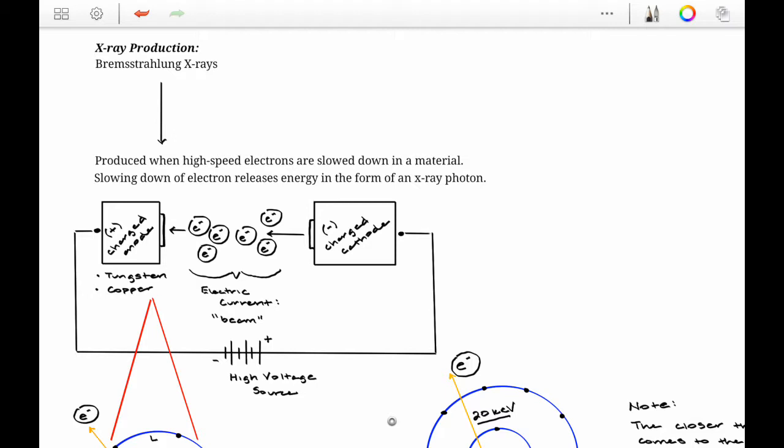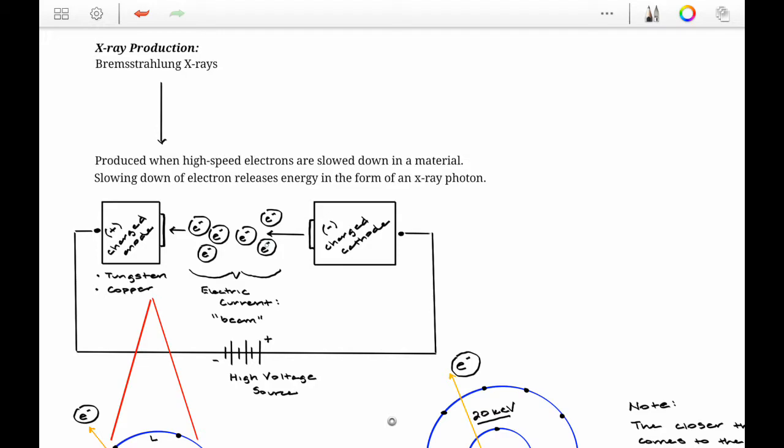This diagram below is kind of crudely drawn, but it's supposed to represent a cathode ray tube. A cathode ray tube consists of a vacuum tube and a charged cathode that fires electrons towards a charged anode, made out of tungsten or copper most commonly. When these electrons are fired in the tube towards the charged anode, it creates an electric current that is known as the beam. This electric current is powered by a high voltage source, as you can see.